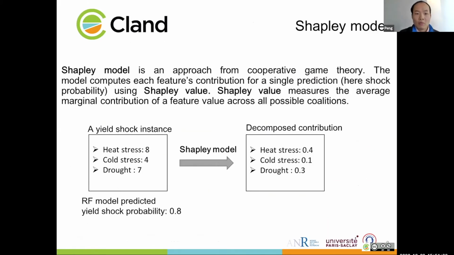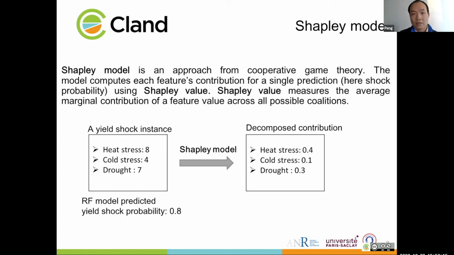So when we use the partial dependence plot, we can have an overview of how yield shock probability changes with the climate variables. But for each yield shock event, we still don't know the relative contribution of each climate variable to the total yield shock probability. To answer this question, we used a Shapley-based model. The Shapley model is an approach based on cooperative game theory, and it can capture each feature's contribution to a single prediction. Here it's the shock probability, and the Shapley value is calculated to measure the average marginal effect of a predictor across all possible combinations.